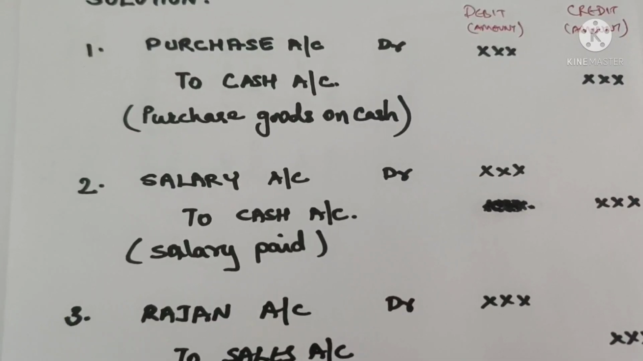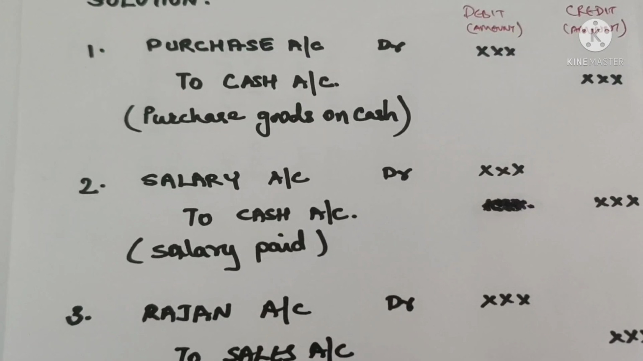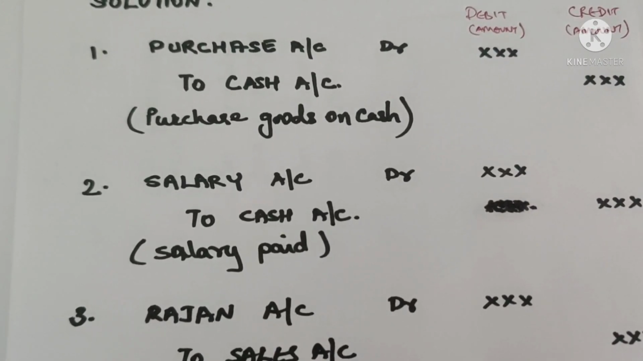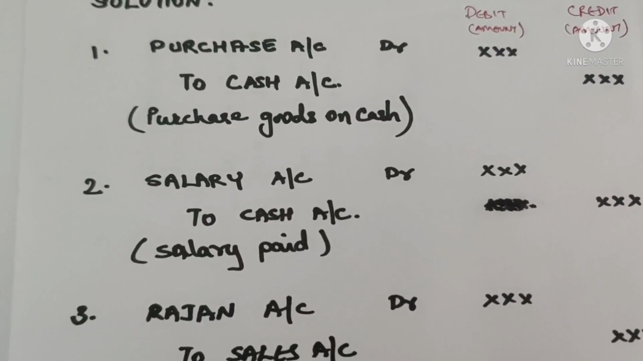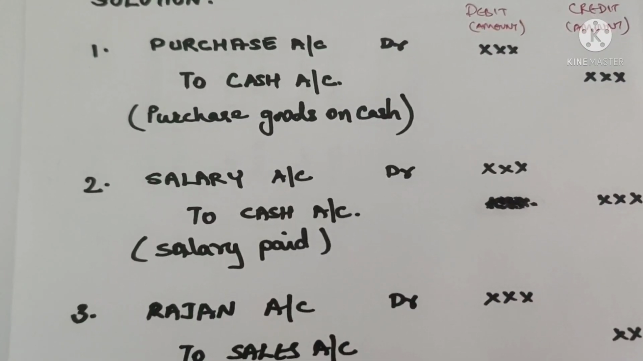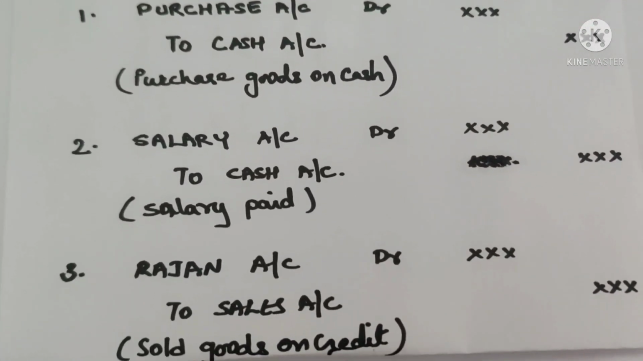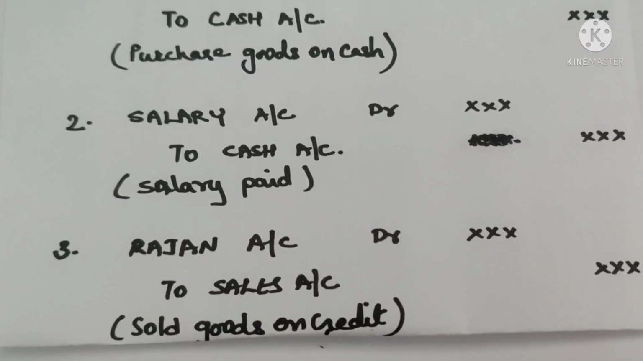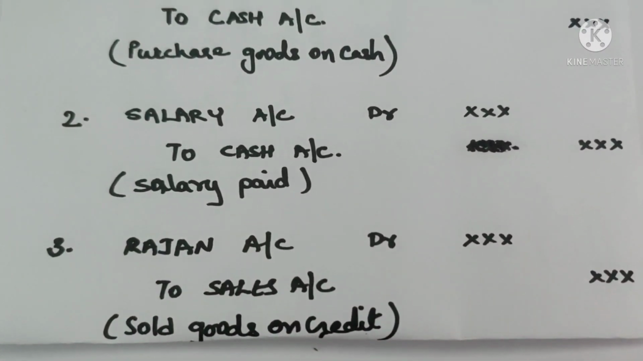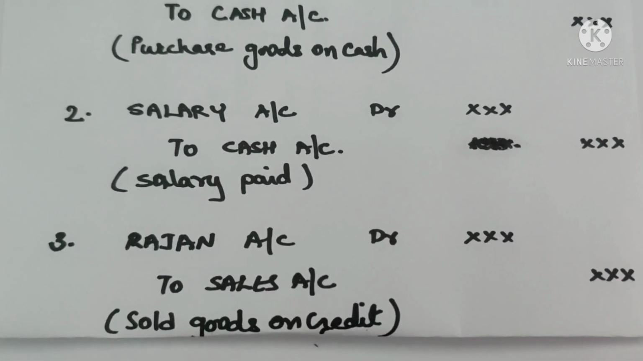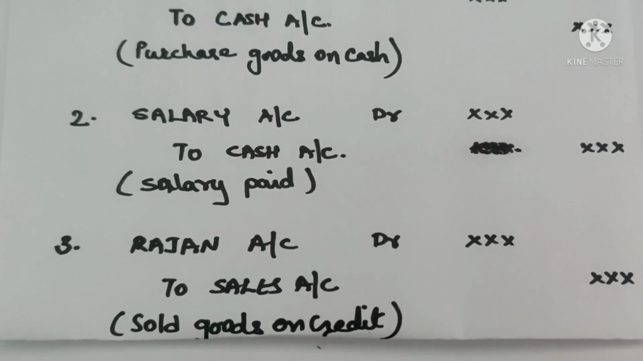For exam point of view, narration is very important. You have to write narration, for that you will be scoring marks, and if you fail to write narrations, your marks will be deducted. Even if you write entries correctly, you won't get full marks as you have not written narration. So make sure for every journal entry you write narration.